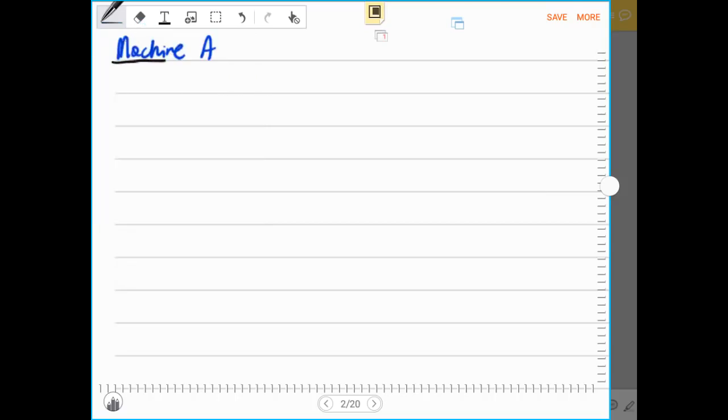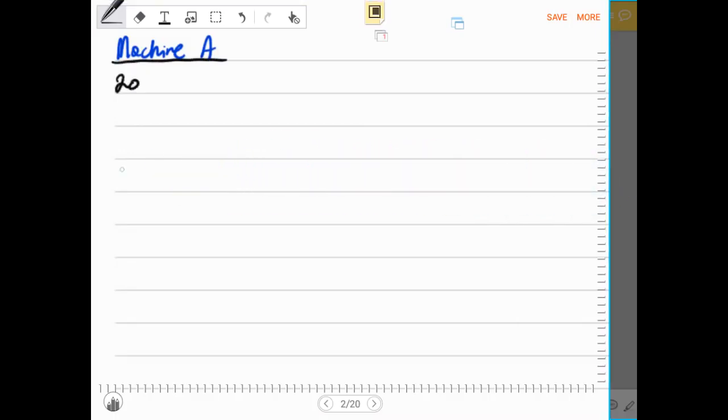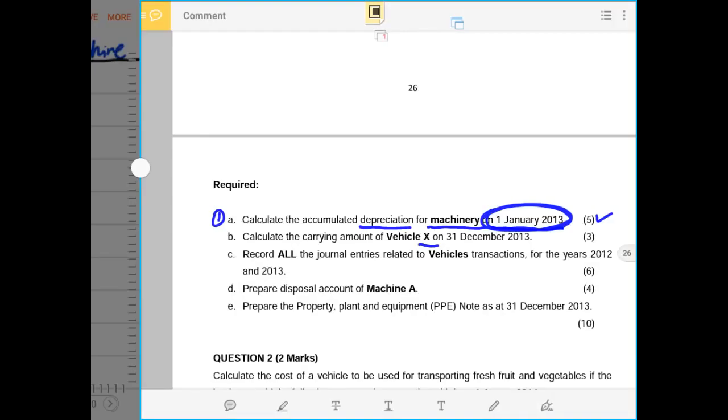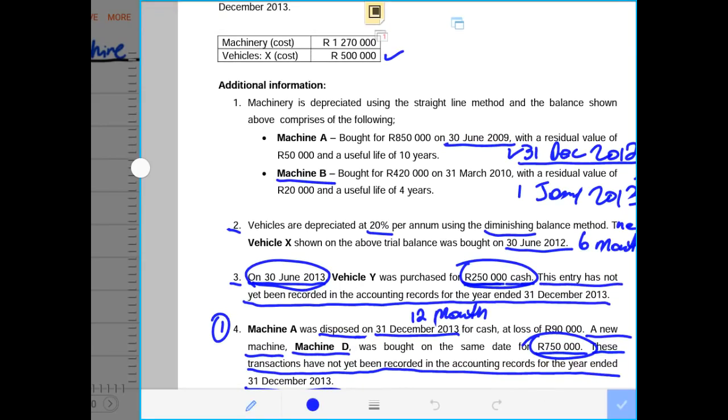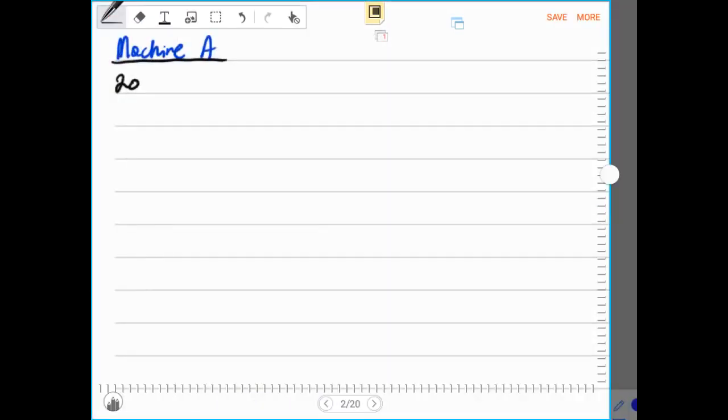We know that machine A was bought in the year 2009 on the 30th of June. And I told you that depreciation for the year 2009 will be for 6 months. Remember, the residual value is 50,000 and the useful life is 10 years. So the cost is 850,000 and it is on a straight line method.